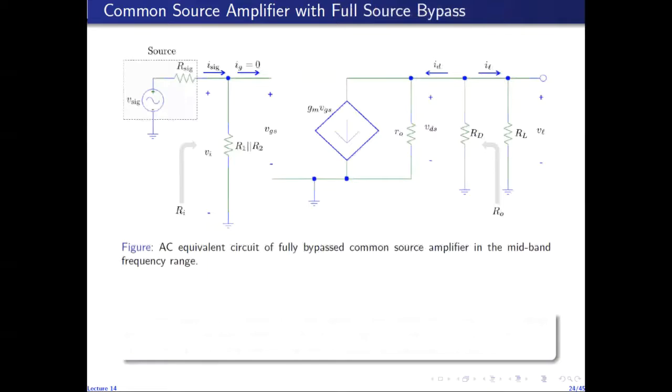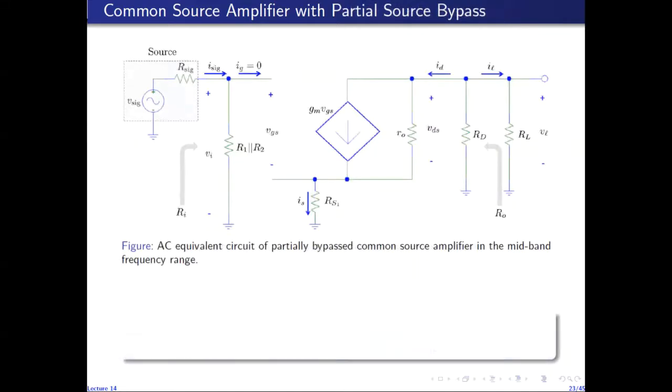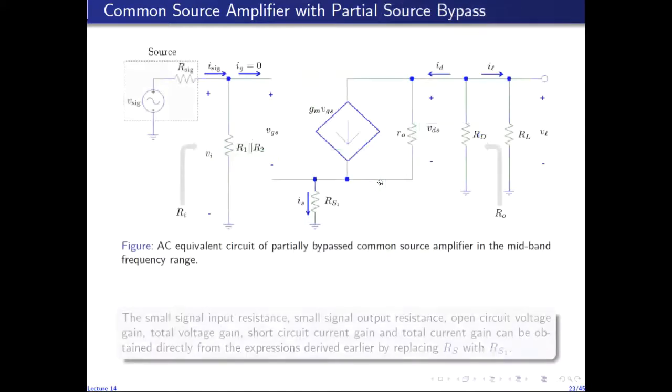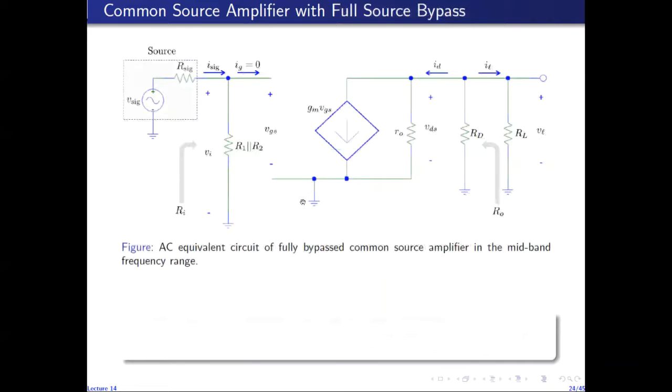So if RS1 is 0, or in other words, if I choose to connect the capacitor directly at the source terminal, then at AC, because the capacitor will be connected here, this node will be directly connected to ground. So at AC, we'll have 0 resistance in the source branch. So the only difference between this circuit and the circuit we analyzed before is that RS is 0 in the AC expressions, not in the DC, in the expressions for small signal parameters.